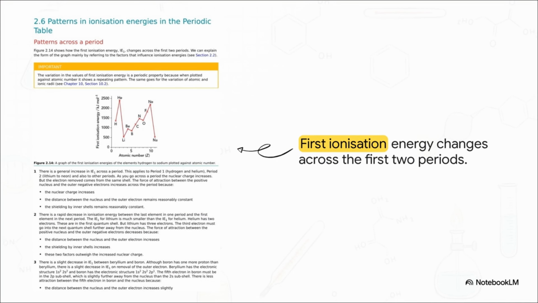For example, take a look at the general increase in first ionization energy across a period. If you follow the trend, you literally see it climbing steadily from lithium all the way up to neon. Why does it do that? Well, because as you go across a period, the nuclear charge increases. You're adding more protons. But the electron you're trying to remove comes from the exact same shell. Since distance and shielding remain reasonably constant, that overall force of attraction just pulls tighter. It simply takes a lot more energy to rip that electron away.